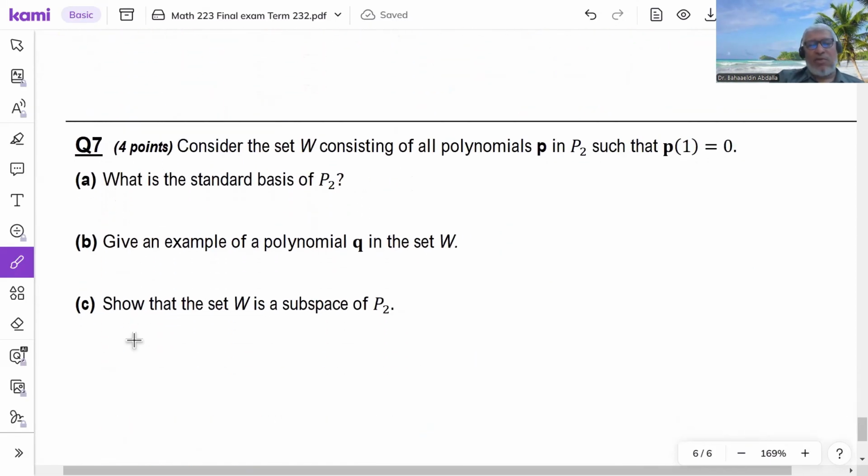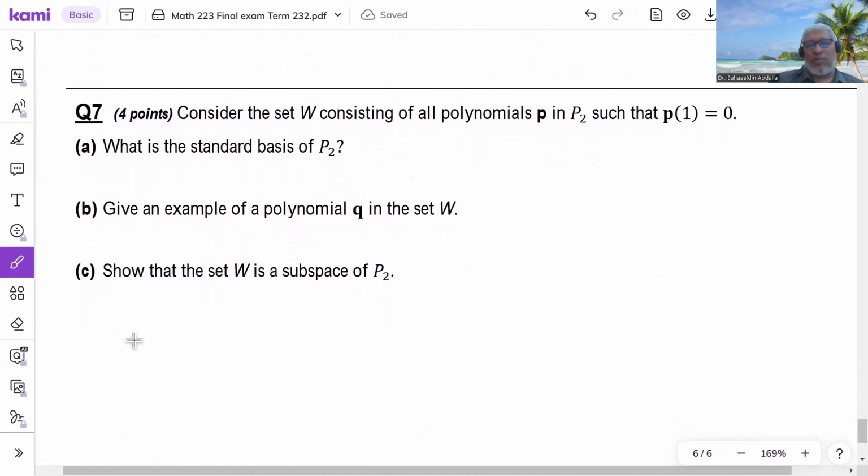Consider the set W consisting of all polynomials P in P2 such that P(1) is 0. What is the standard basis of P2? P2, the vector space, consists of all polynomials of degree less than or equal to 2. So the standard basis is 1, x and x squared.